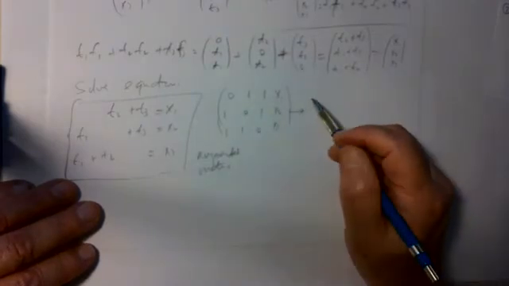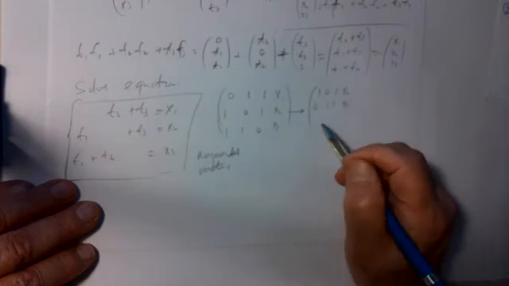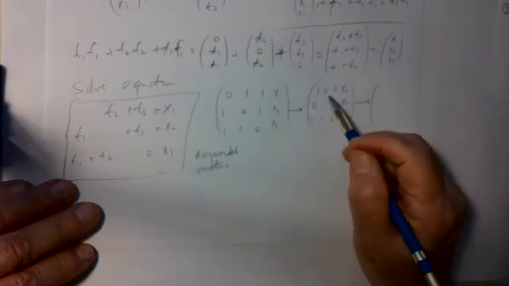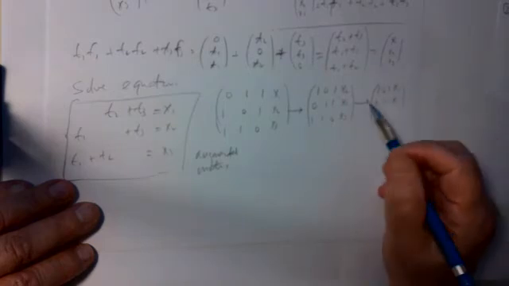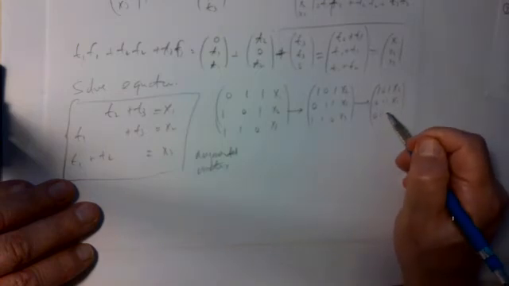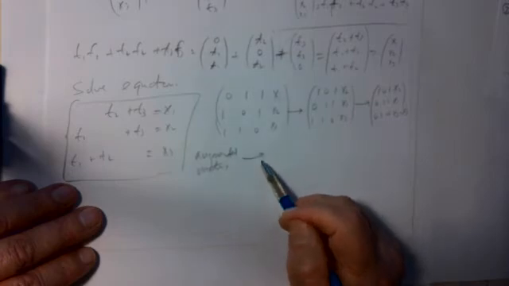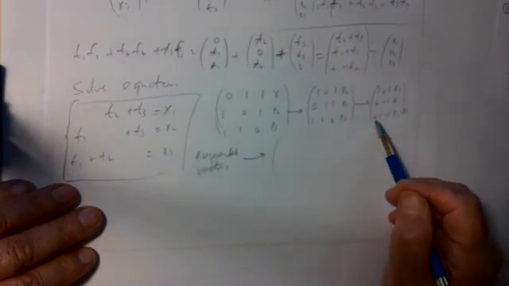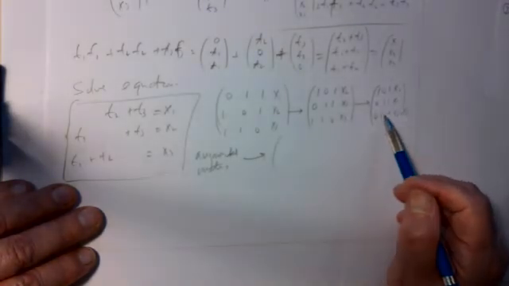I'll interchange the first 2 rows: 1, 0, 1, x2, 0, 1, 1, x1, 1, 1, 0, x3. And then I'll take the first row and not change it. I'll take the second row and not change it. But I'll take the third row minus the first row. So I get 0, 1, minus 1, x3 minus x2. And now my first row starts with a 1, and everything in that column is 0. My second row starts with a 1.